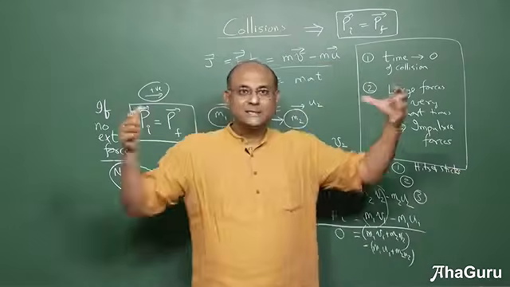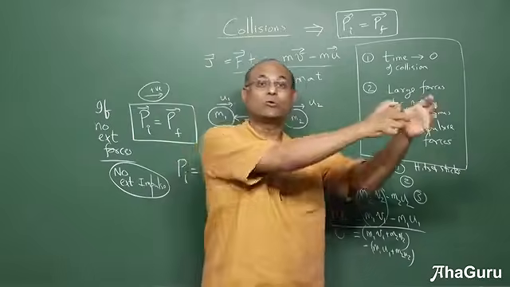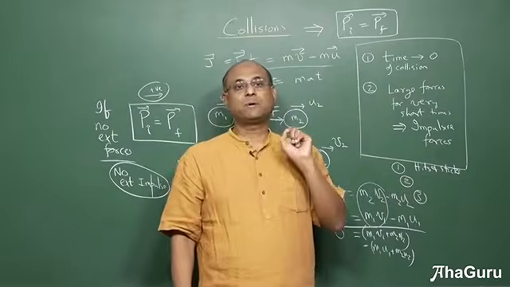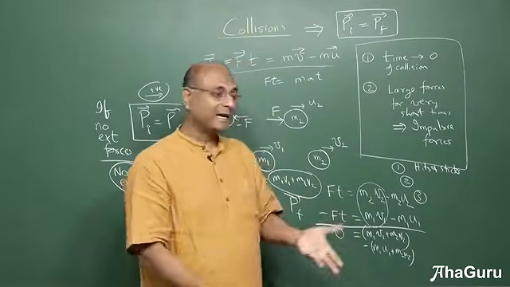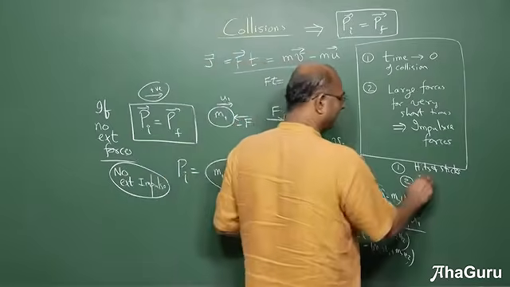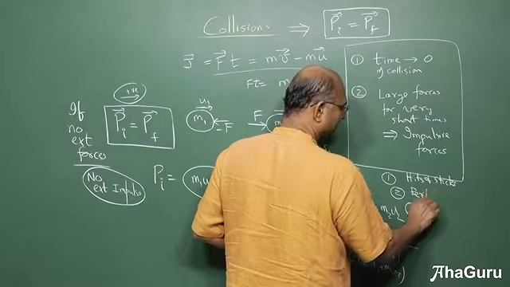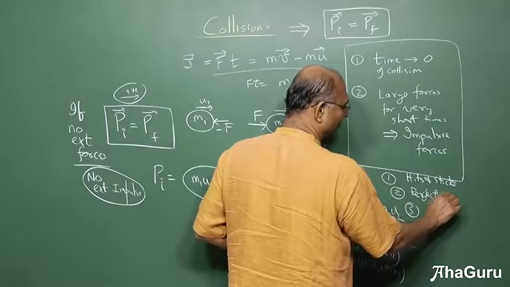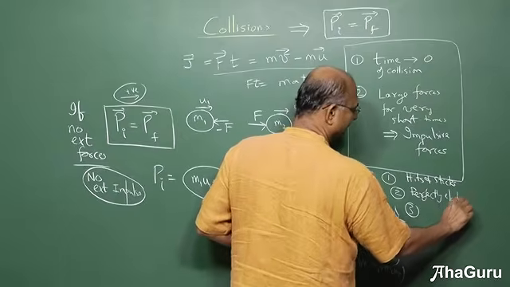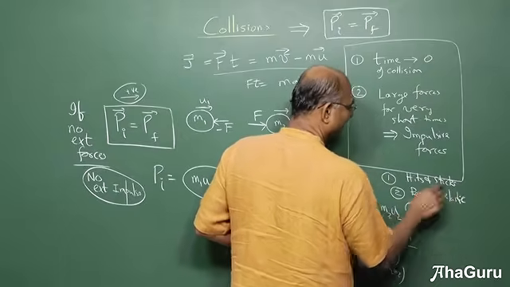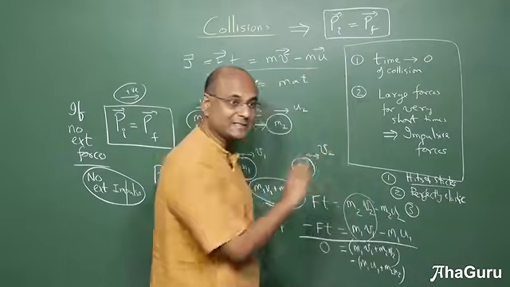When two objects hit and they stick and they move together, we call this perfectly inelastic collision. The second kind is the opposite side, perfectly elastic collision. This fellow was perfectly inelastic collision.